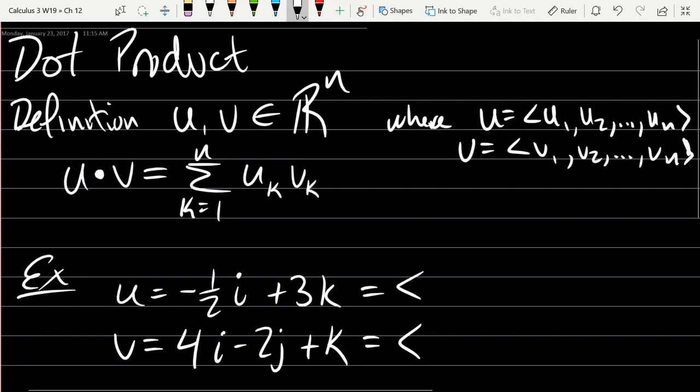So if you're using ijk notation, just be very careful, because if you have a 0 coordinate, it won't actually appear. It'll look like it only has 2 coordinates. The reason I knew we were in 3 dimensions is because the vector v had ijk coordinates, so it had 3 coordinates.